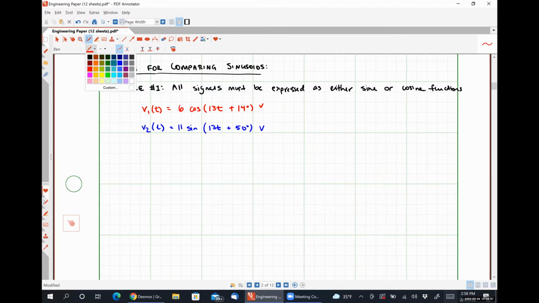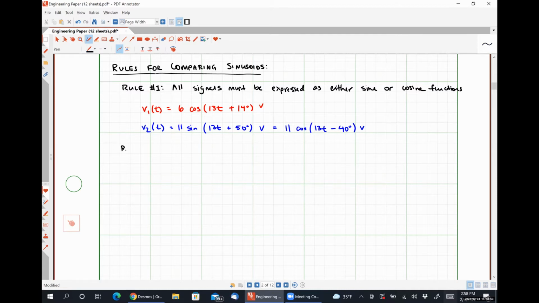We can't perform this comparison without converting the sine function to a cosine or our cosine function to a sine. So everything has to be expressed as exclusively sine functions or exclusively cosine functions. And electrical engineers typically work exclusively in cosine functions. So we would apply trig identity number 2 here, and we would have 11 cosine 13t minus 40 degrees volts. And we could then perform whatever comparison we do.